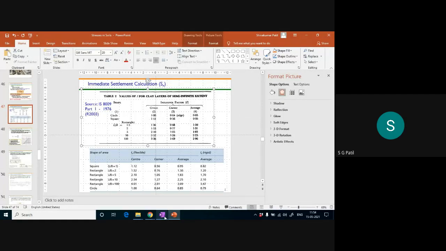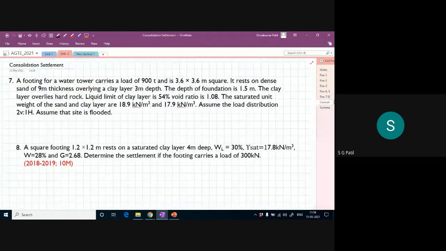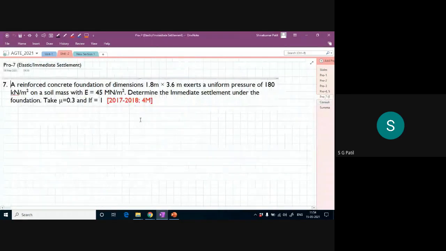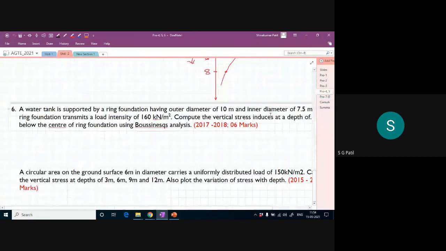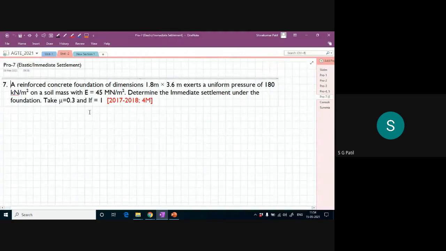One examination question paper question we will see here, then you will appreciate that equation. I think this is the problem. You see this one? This problem was asked in 2017-18 for just 4 marks, because it's a very small problem, so the weightage is also very small. What they told: a reinforced concrete foundation of dimension 1.8 meter by 3.6 meter. Let me draw that foundation here.